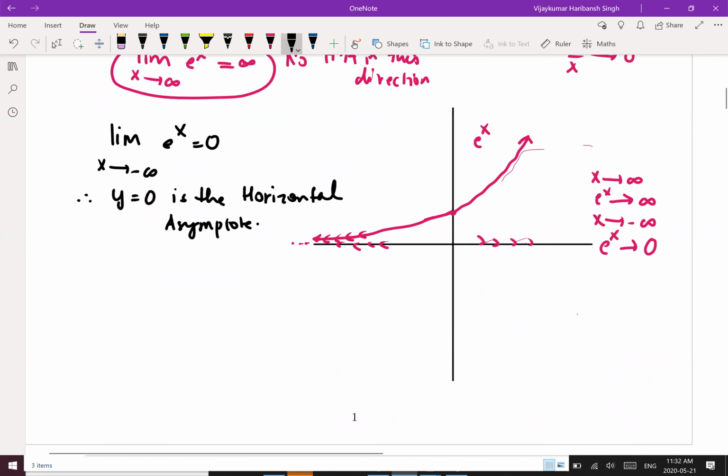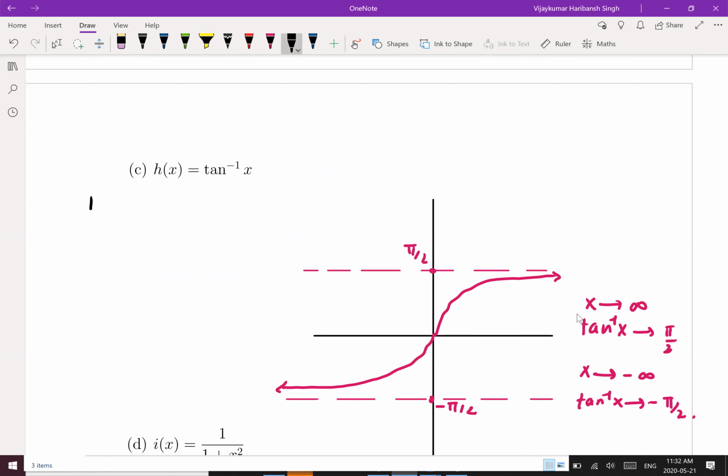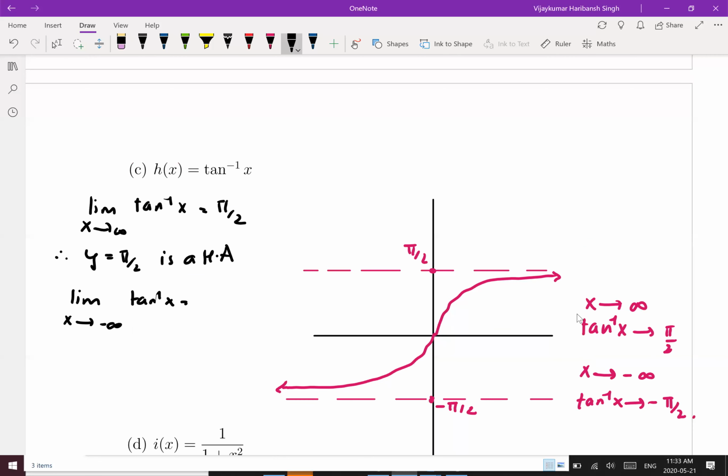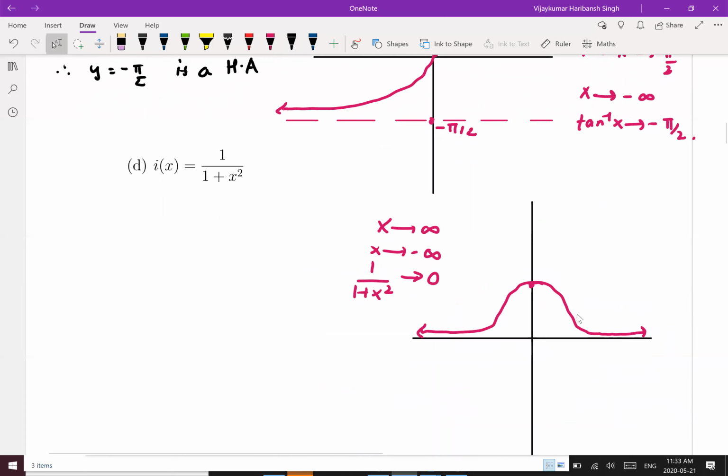Okay. So let's look at the next one. In this case also, you see the limit as x goes to infinity of tan inverse of x is pi by 2. So therefore, y equals pi by 2 is a horizontal asymptote. Similarly, the limit as x goes to negative infinity of tan inverse x is minus pi by 2. So therefore, y equals minus pi by 2 is a horizontal asymptote. So the graph has two horizontal asymptotes, and note that you cannot have more than 2. Same thing about this one as well. The horizontal asymptote in this case is y equals 0. So you get horizontal asymptotes in this way.